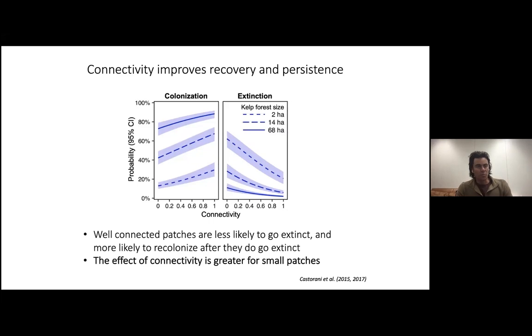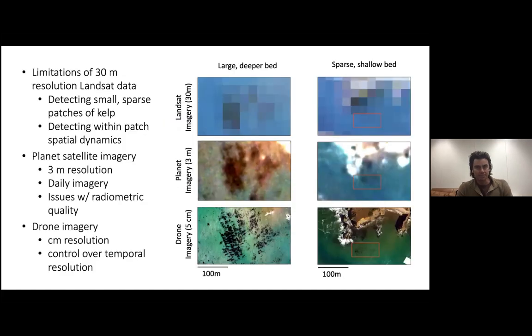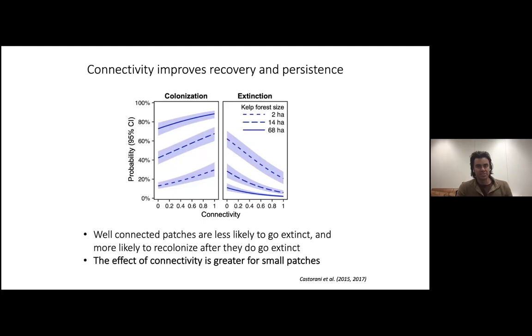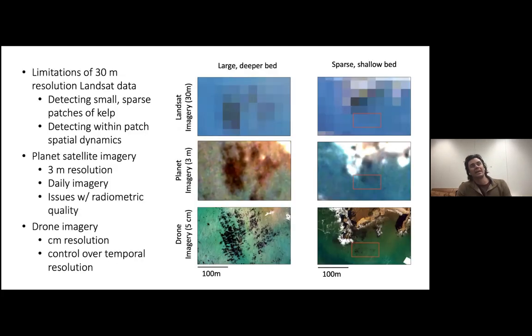And so what we wanted to do with this round of funding is to dig in a little more to that small scale patterns of extinction and recolonization. What's driving this greater impact on smaller patches? That analysis that I just described utilized some connectivity modeling along with our Landsat kelp data set, which has been wonderful. It's been useful for a variety of applications, but it has some important limitations, particular to this connectivity work.